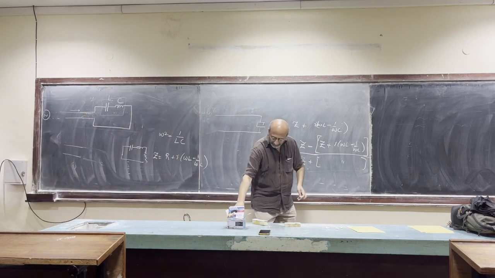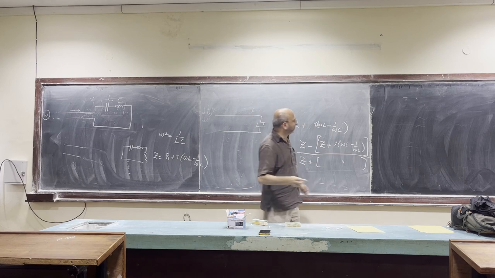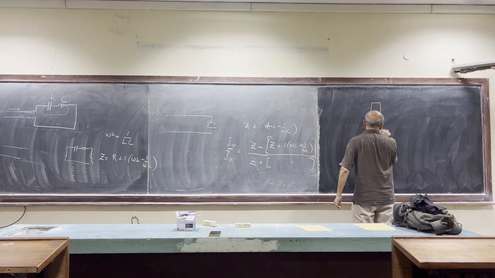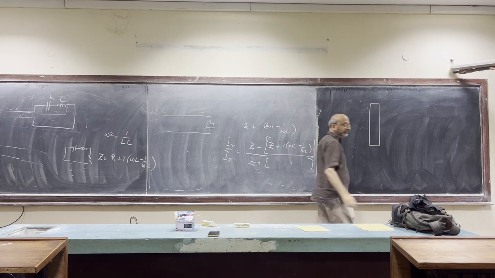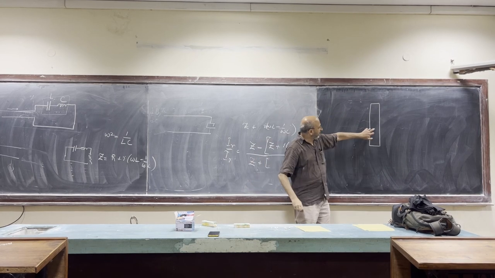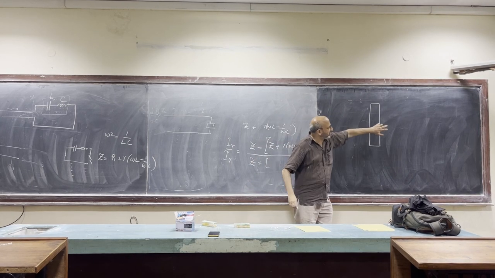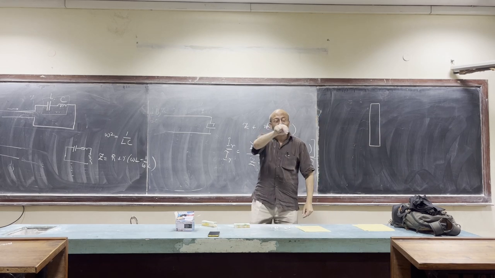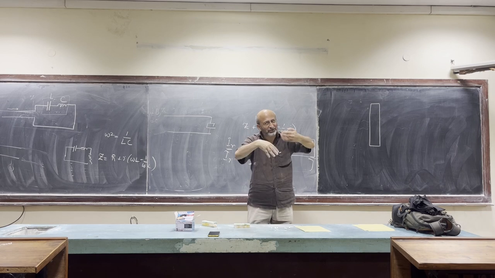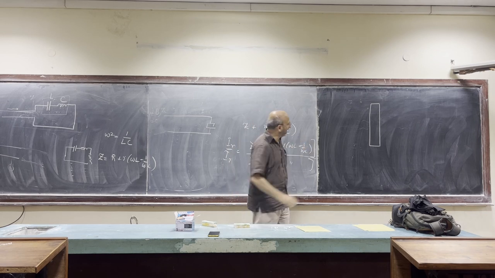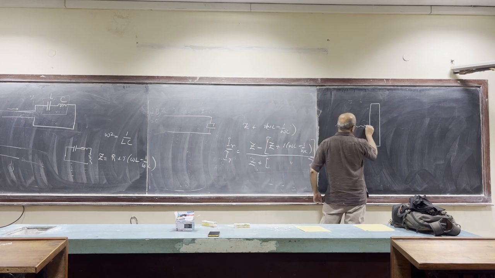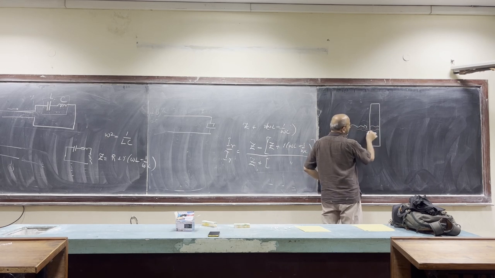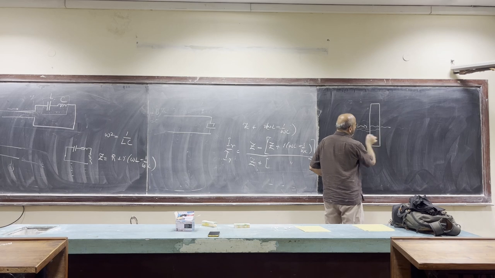Now, let's consider a more real life example. Take a slab of glass. The refractive index here is different from the refractive index in these two sides. The refractive index has to do with the impedance. The refractive index can be easily translated into impedance. So you have an electromagnetic wave coming in from there. It gets reflected. Something goes in. And this process continues to infinity.